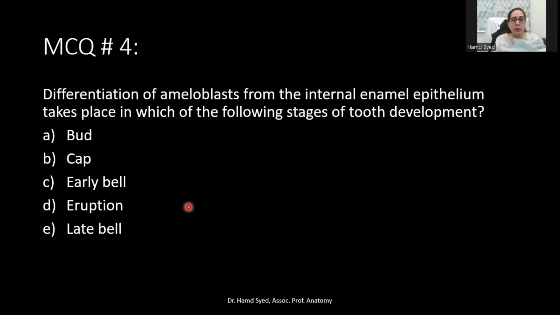Differentiation of ameloblasts from the internal enamel epithelium takes place in which of the following stages of tooth development? Well, it is the early Bell stage in which the differentiation of ameloblasts is going to occur.